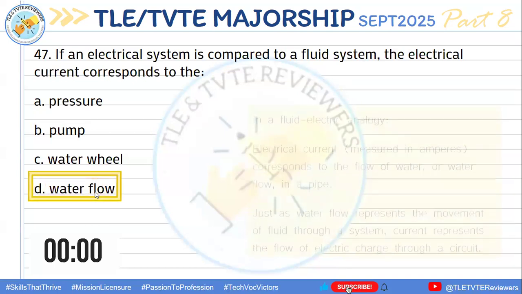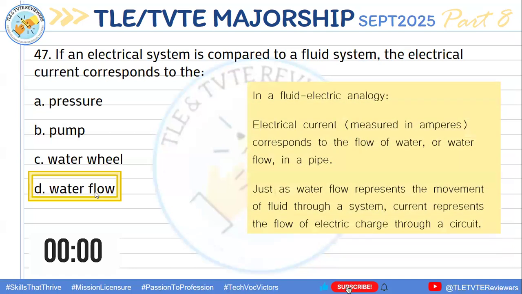Answer letter D, water flow. In a fluid-electric analogy, electrical current, measured in amperes, corresponds to the flow of water in a pipe. Just as water flow represents the movement of fluid through a system, so current represents the flow of electric charge through a circuit.